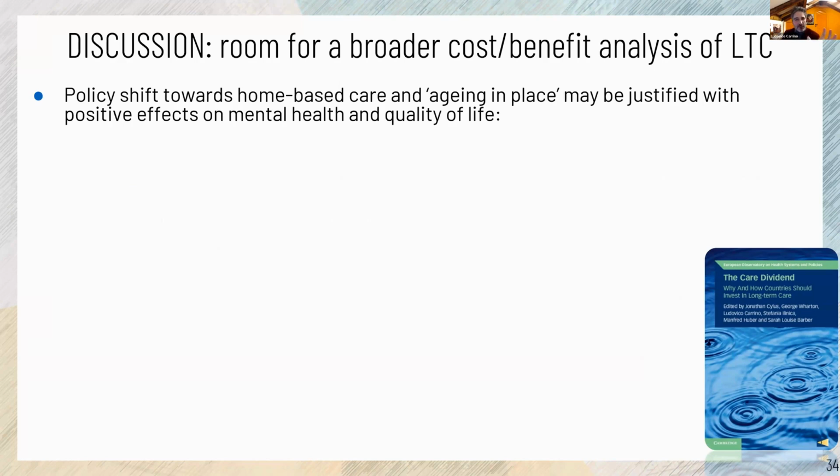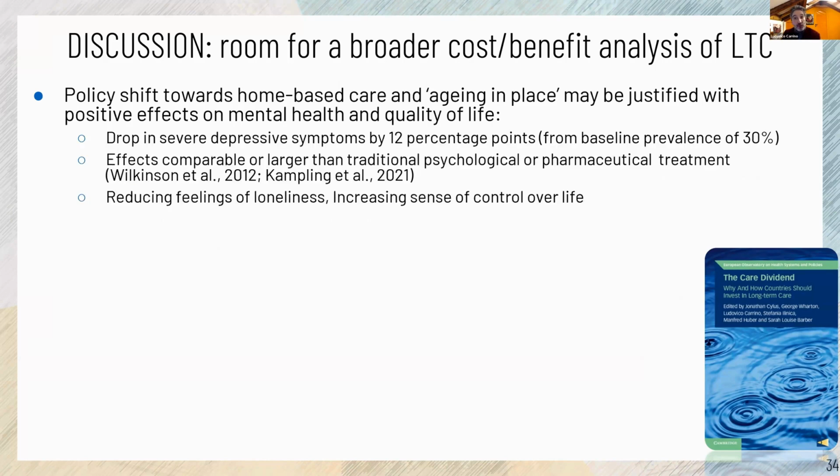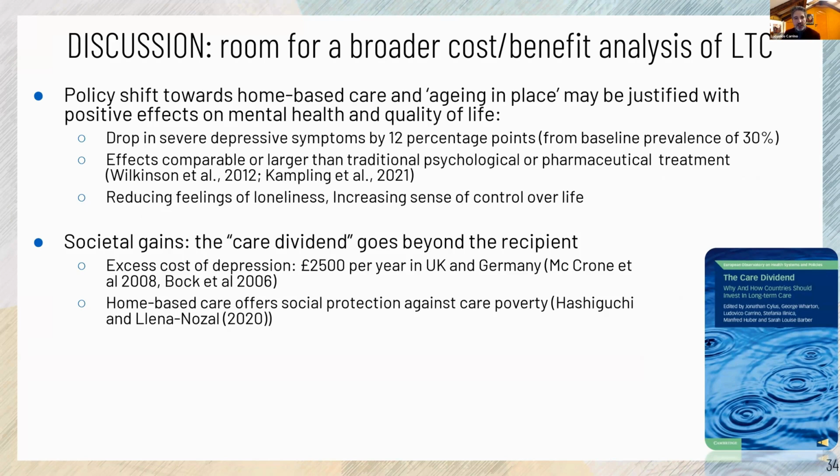We show that, first of all, the shift towards home-based care may be justified with the fact that receiving home-based care improves outcomes of people, which is absolutely not to be taken for granted. The effects are also pronounced, are large, and we know that essentially these effects could lead to broader spillovers. A care dividend, something we have discussed in a recent book with other WHO colleagues.